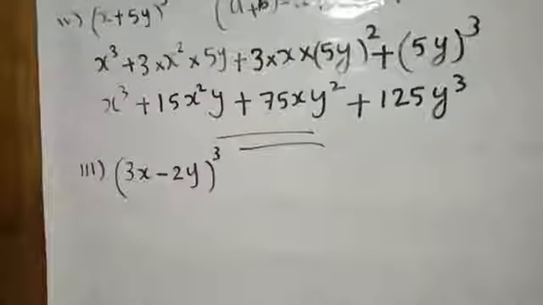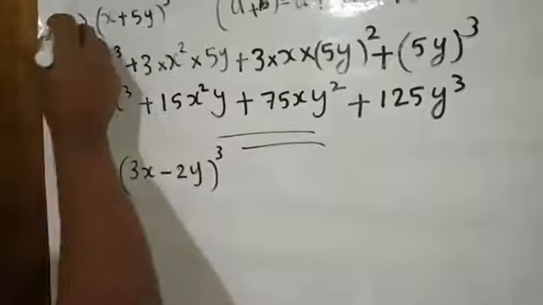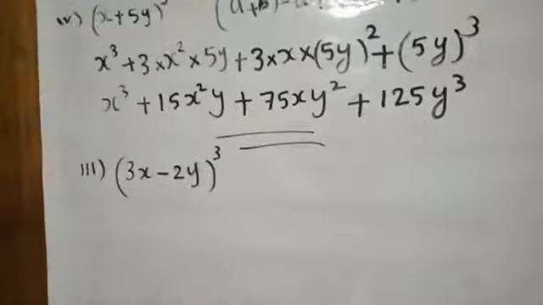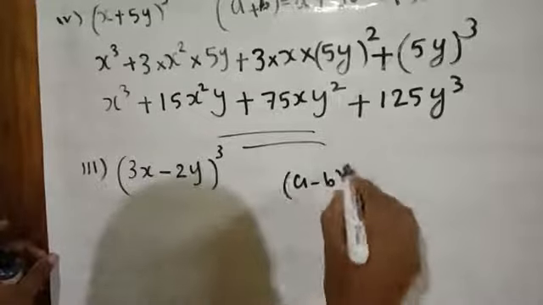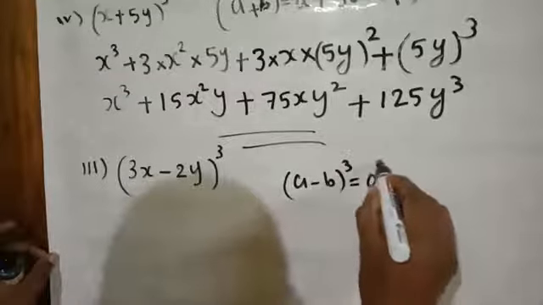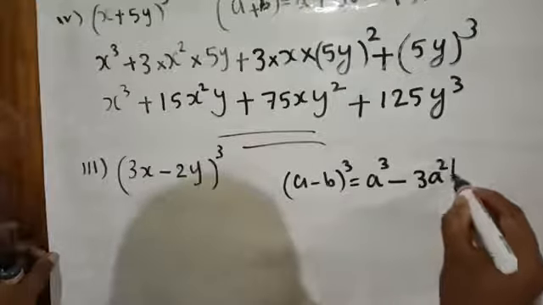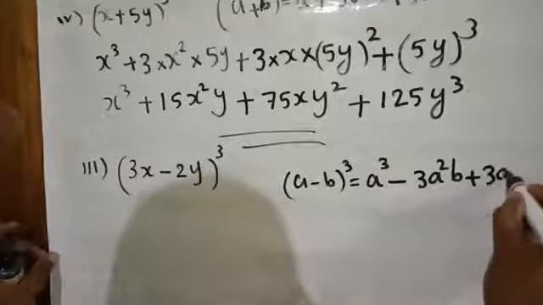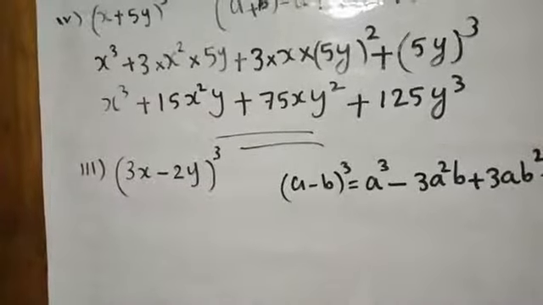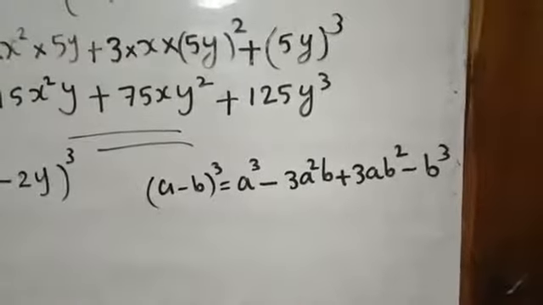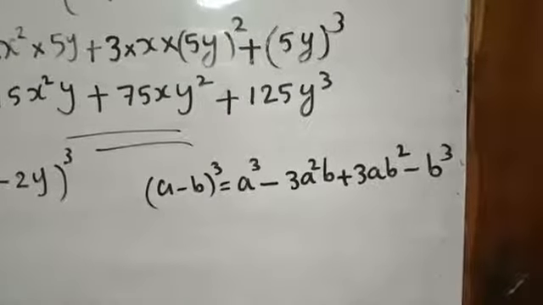Next, third question, 3x minus 2y the whole cube. We know the expansion of a minus b the whole cube. What is the expansion of a minus b the whole cube? A cube, first positive, then negative 3a square b plus 3ab square minus b cube. This is the expansion. See, alternate positive. First one positive, a cube minus 3a square b plus 3ab square minus b cube.